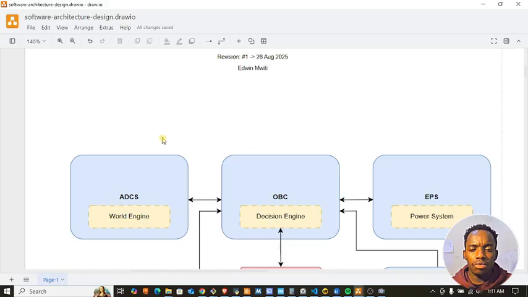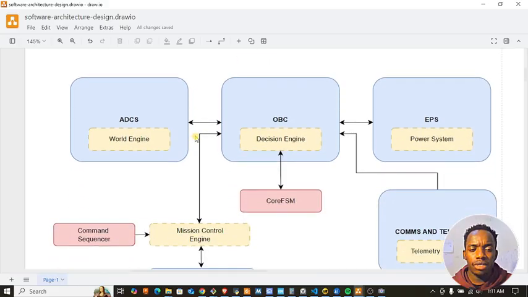I'm going to discuss how the different subsystems interface with each other at the software level, or rather how I intend them to be. My whole approach here was threefold. Number one, this system has to be very scalable: if I was to add a new module or a new application, it would be very easy to integrate it with the existing subsystem.